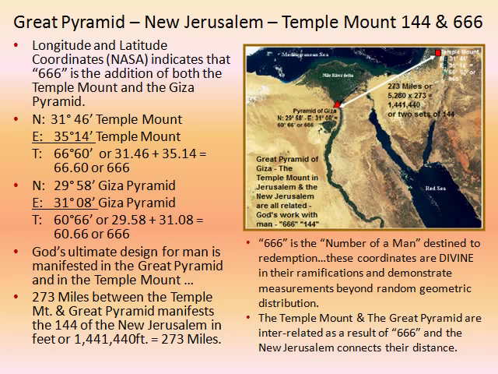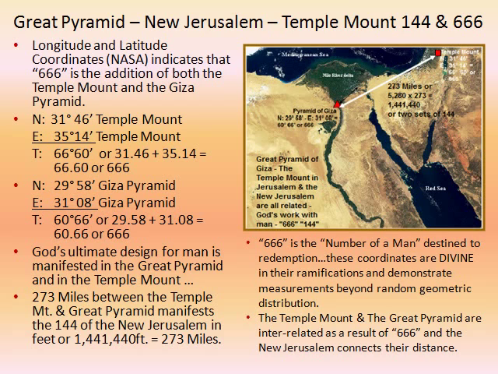Notice that between the Giza Pyramid and the exact location of the Temple Mount, there are, according to NASA, 273 miles separating the Temple Mount and the Great Pyramid, which manifests the 144 of the New Jerusalem, in that if we take the 273 miles and convert them into feet at 5,280 feet per mile, it will equal 1,441,440 feet. That is 144,144.